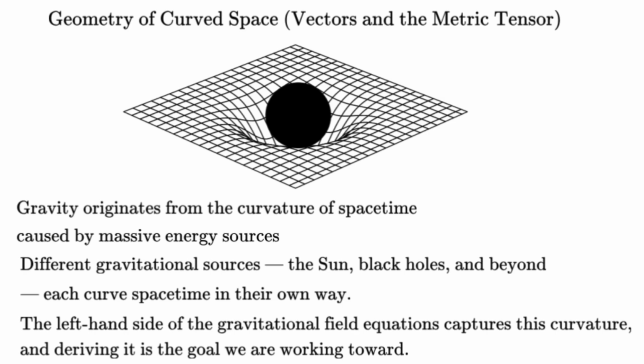Geometry of curved space, vectors and the metric tensor. Gravity originates from the curvature of spacetime caused by massive energy sources. Different gravitational sources, the sun, black holes, and beyond, each curve spacetime in their own way. The left-hand side of the gravitational field equations captures this curvature, and deriving it is the goal we are working toward.